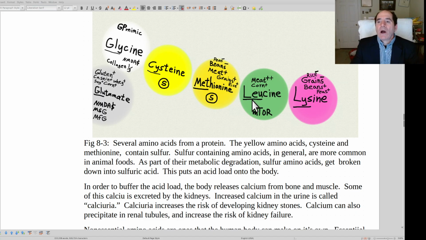So plant foods, though, unlike animal foods, are often deficient in some of the amino acids. Like if you take beans and grains and rice, they tend to be low in methionine. Oh, I'm sorry, if you take beans, they tend to be low in methionine. So I wrote beans negative.